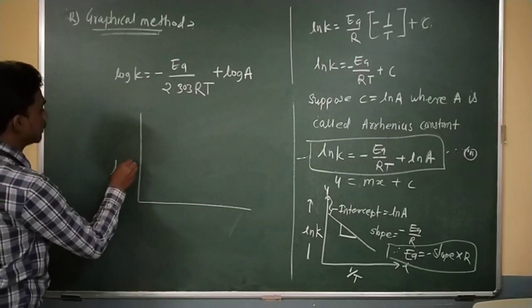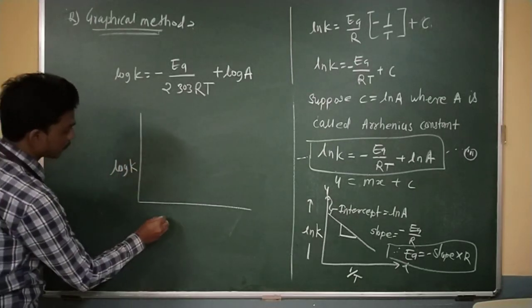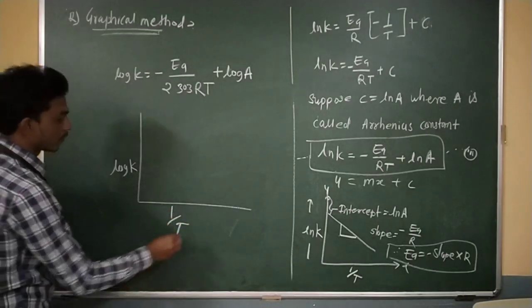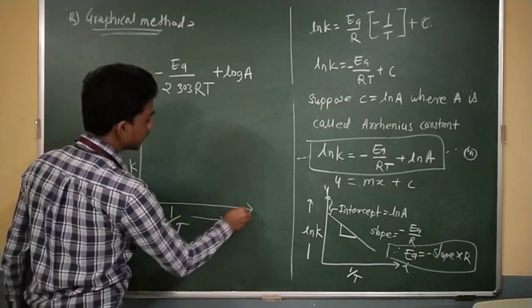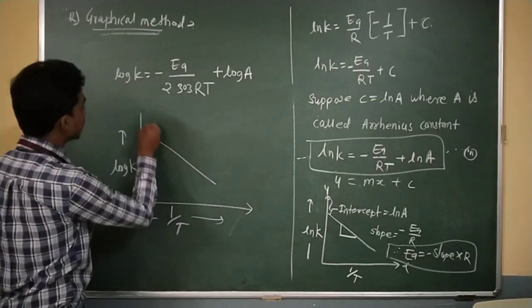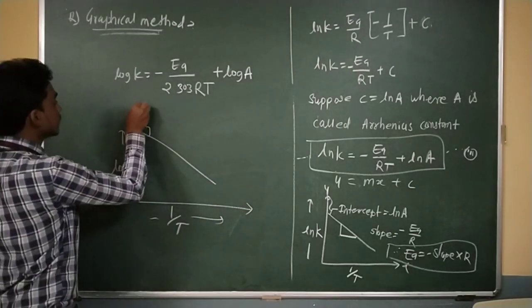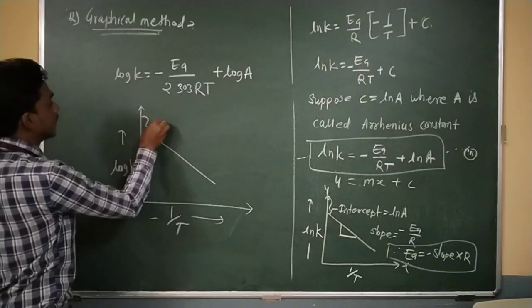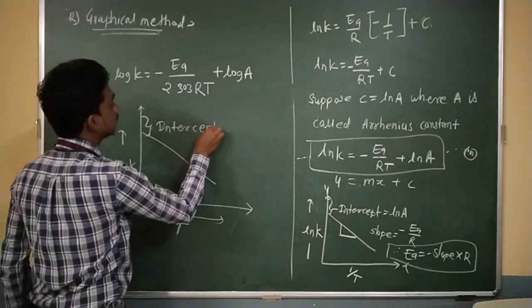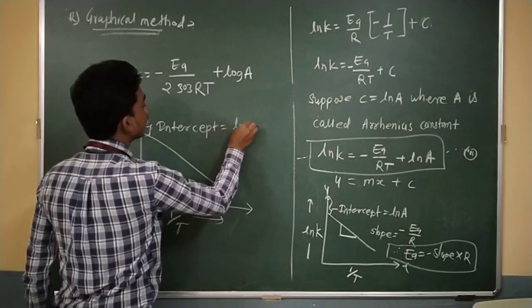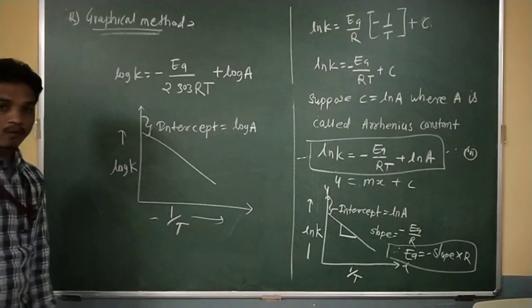The nature of the graph is: 1 upon T on the x-axis, on the y-axis log of k, and the nature of the graph is like that. Here is your intercept. The value of intercept is what? Intercept is equal to log of A.